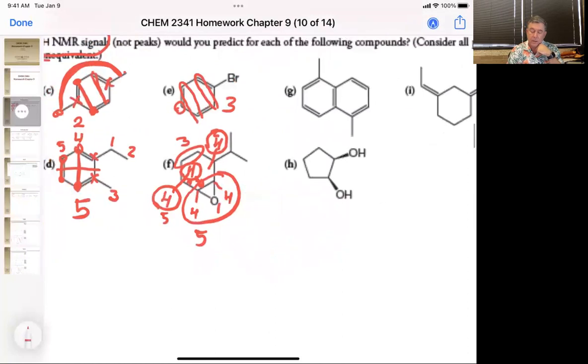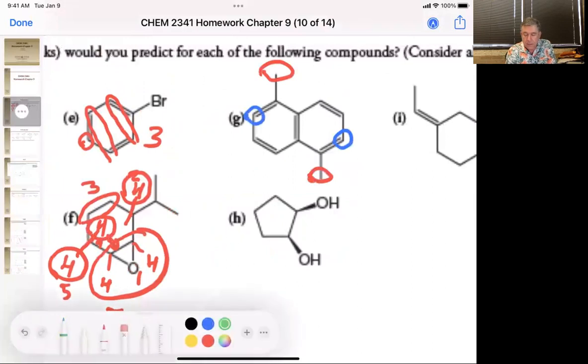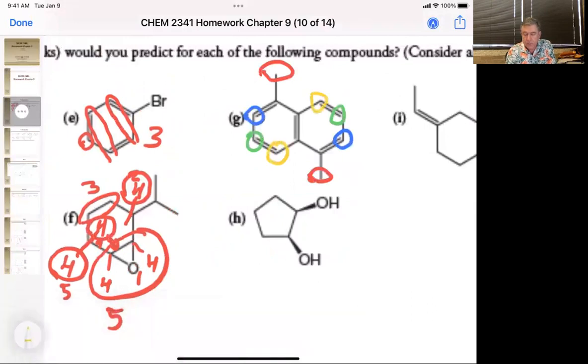They might be really close together though, the 4 and the 5 here, but I think we're going to see 5. Ooh, now we have a symmetry problem again. Let's see, those are going to be equal to those. And then these are going to be equal to those. And then these are going to be equal to those. And then these are going to be equal to those. And there's no hydrogen on either one of those. So I'm going to say 4 peaks for that.